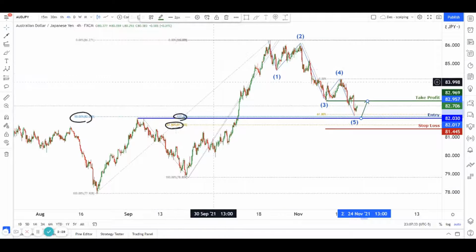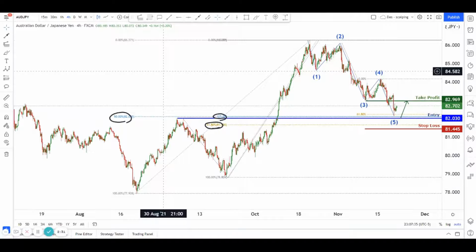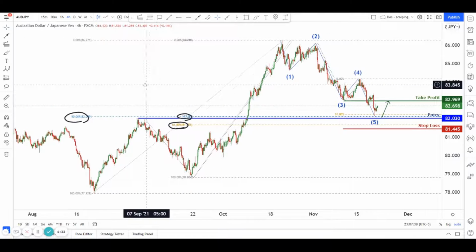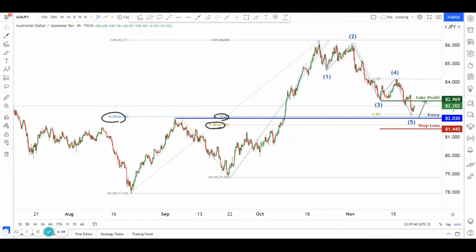Okay, this should be enough for the move for today to call a bounce, right? So the bounce from 82.03, up to minimally 82.96. That's a good 90 pips, and our stop loss at 81.44.